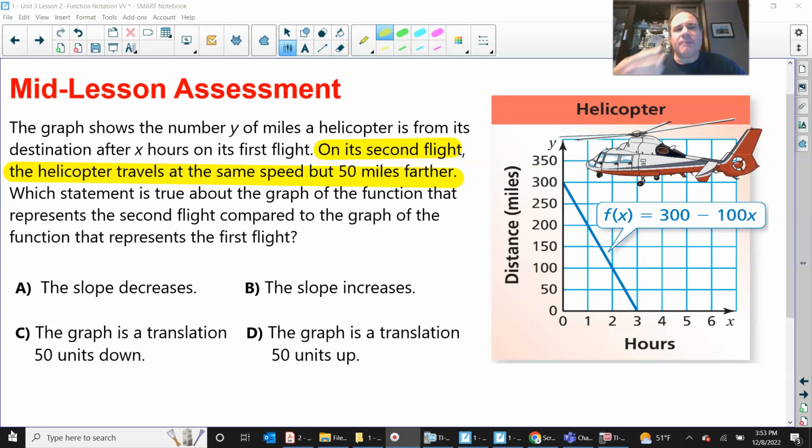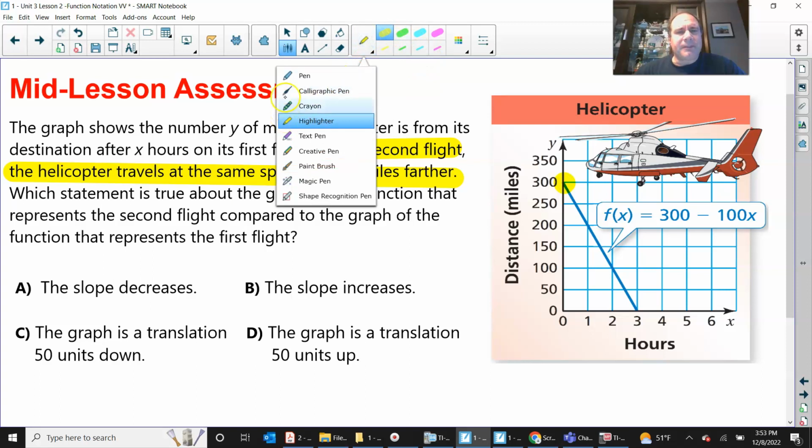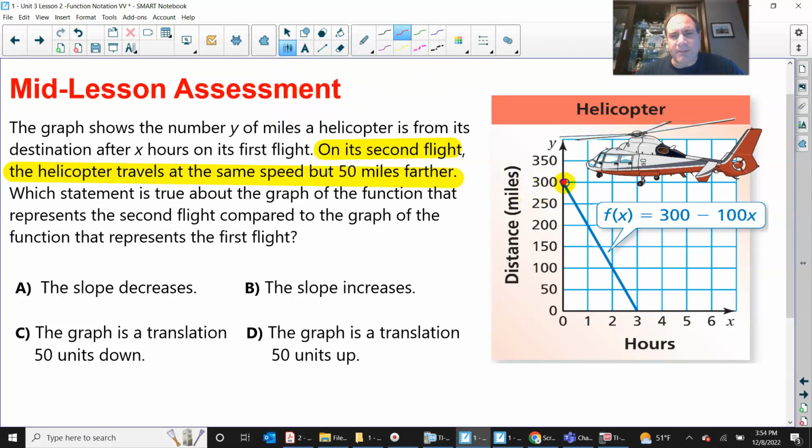So this graph shows the number y of miles the helicopter is from its destination after x hours on its first flight. So here's the distance right here, and you see that this helicopter starts at 300 miles and then takes 3 hours to get to its destination. So the second flight, the helicopter travels the same speed. So that means you know that if it travels the same speed, we're going to have two parallel lines. Same speed, but 50 miles farther.